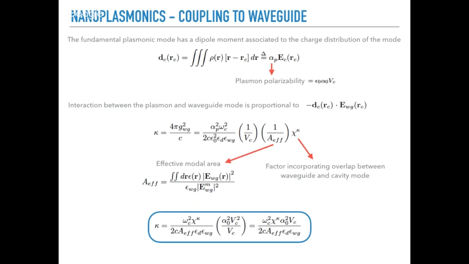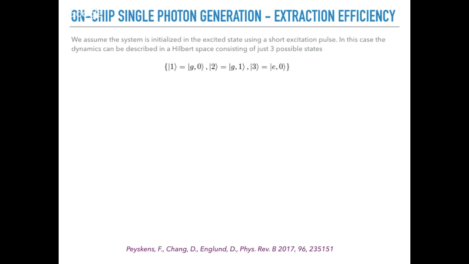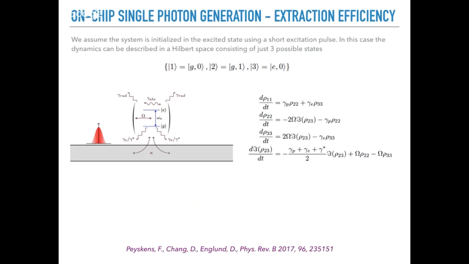So now we have all the formulas that we need to actually do our master equation approach and calculate the efficiency of single photon generation and indistinguishability. And we start from a quantum state where initially our emitter is excited to its excited state, and then we just look at the decay of that system to the ground state, which is described by this set of equations, and all the parameters that we have over here are the ones that we calculated as a function of modal volume and effective modal area of the waveguide.